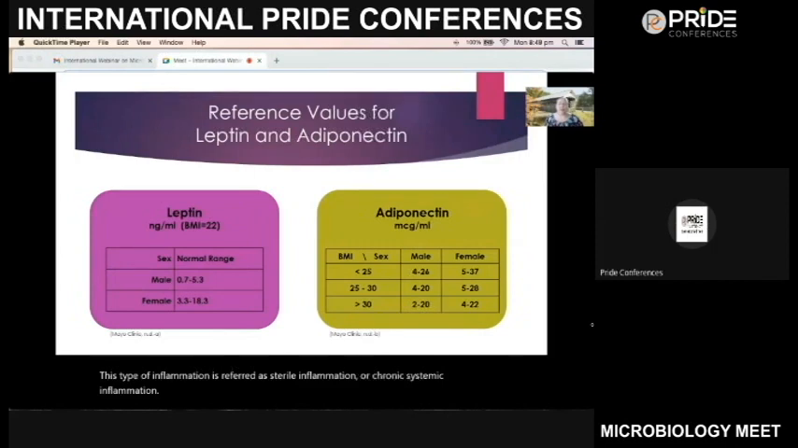This slide shows the currently known reference values for leptin and adiponectin as indicated by the Mayo Clinic in the United States. Please note that for leptin, the only known reference values are for a BMI of 22, which is a normal weight. All other BMI values are unknown, partially due to the effect of obesity on leptin production. As you can see by the adiponectin reference values, as BMI increases, it is expected that adiponectin levels will decrease.